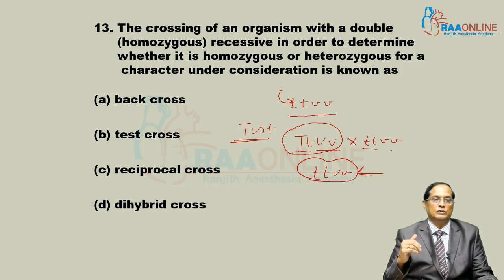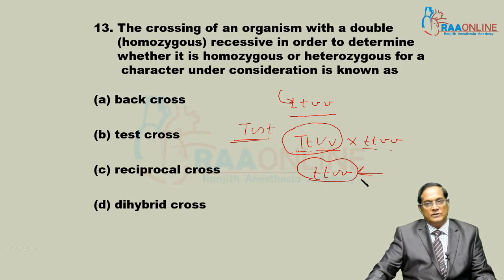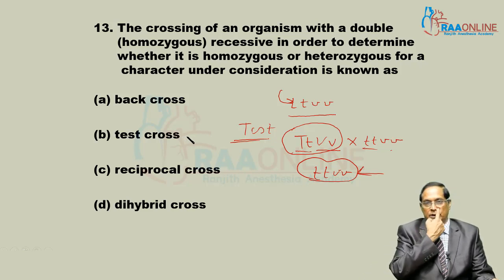This can easily be known by the test crossing. Crossing of an organism with the double recessive. If suppose this wasn't hybrid, that is capital T, capital V, in that case this will not be obtained, hence it proves that the plant is pure. And if it is hybrid, then this result will be there. By the test crossing, the genotype of the hybrid can easily be known.